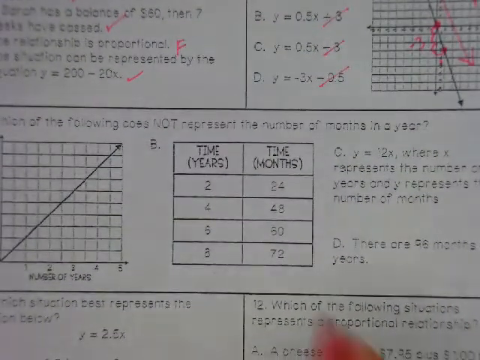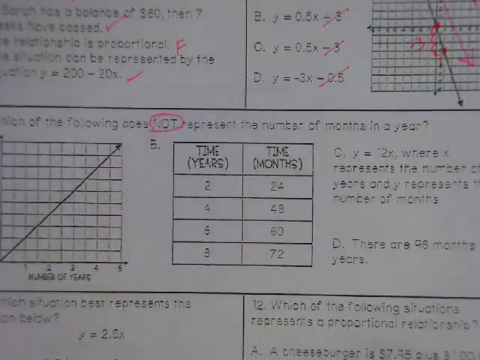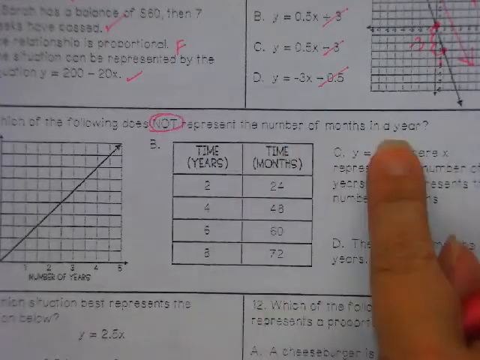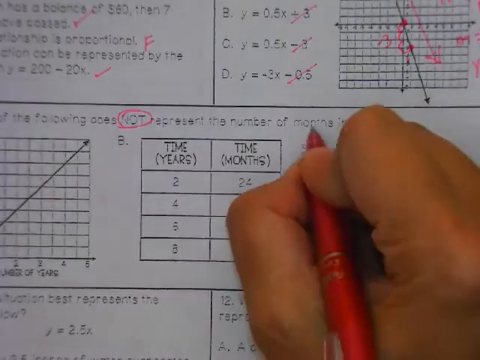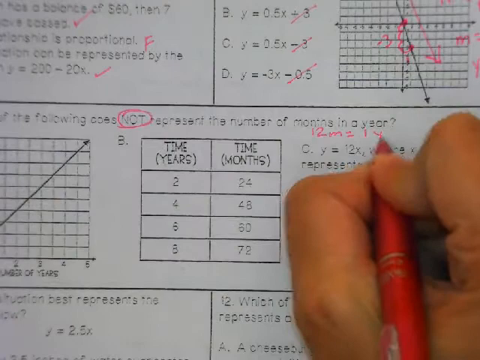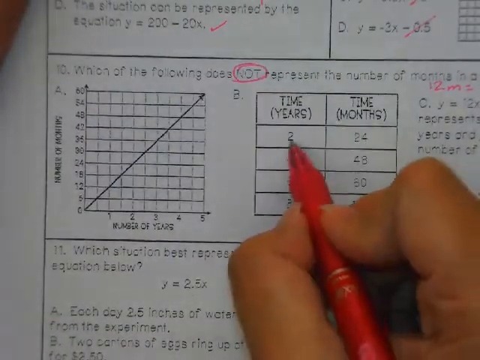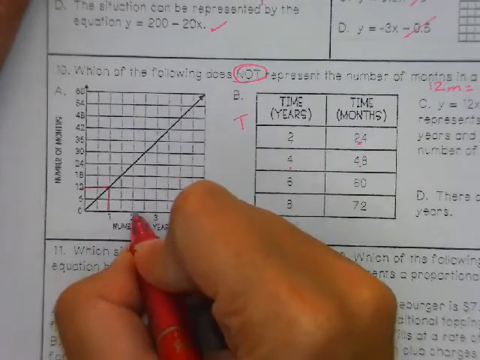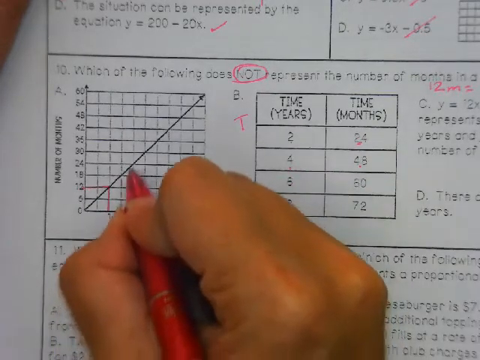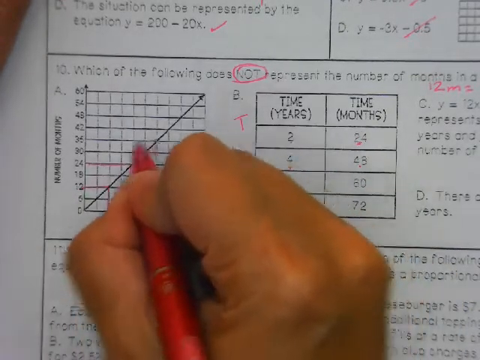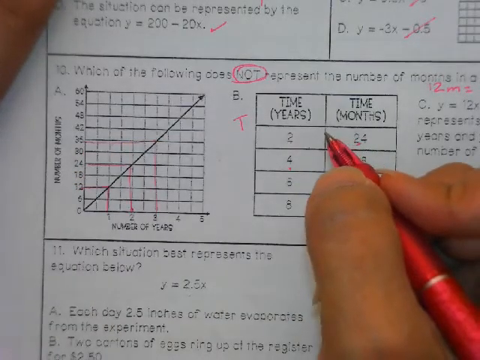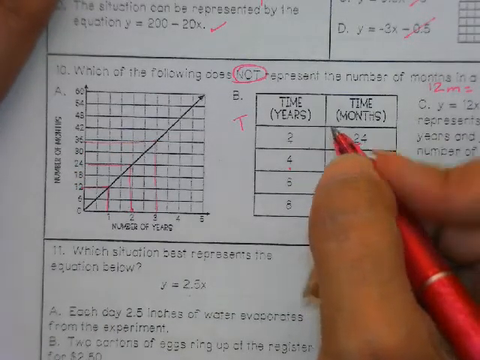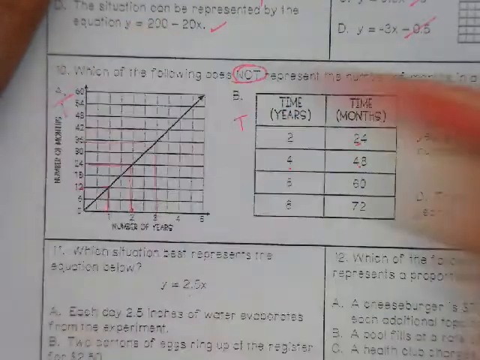Which of the following, okay, again, a not. Let's see if Mrs. Ray can do this correctly. The number of months in a year. I know that there are 12 months in 1 year. So I can look here. 2 years is 24 months. 4 years is 48. This is true. 1 year, 12. Oh, 2 years, 24. Looks like this one is okay. 3 is just above 36. All right, so this is true.